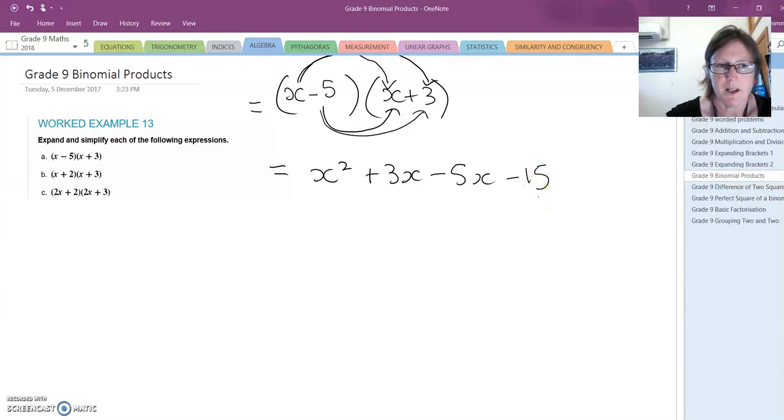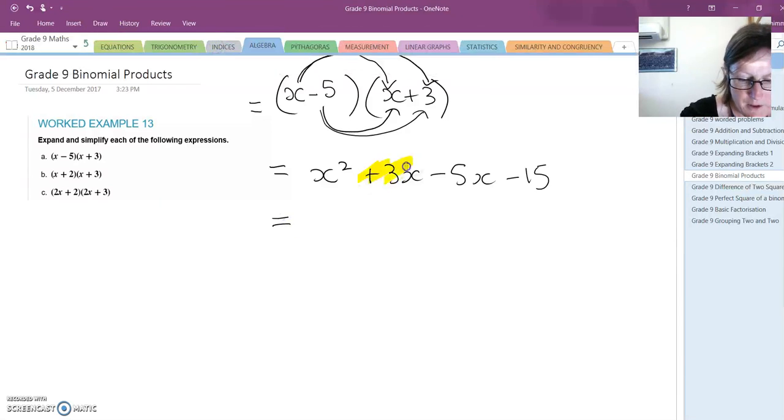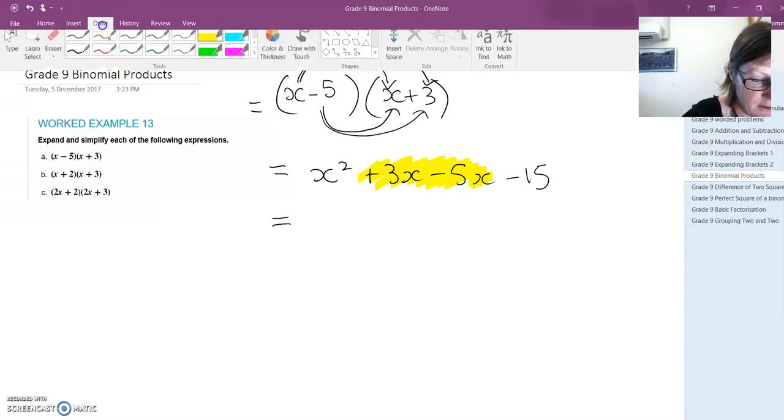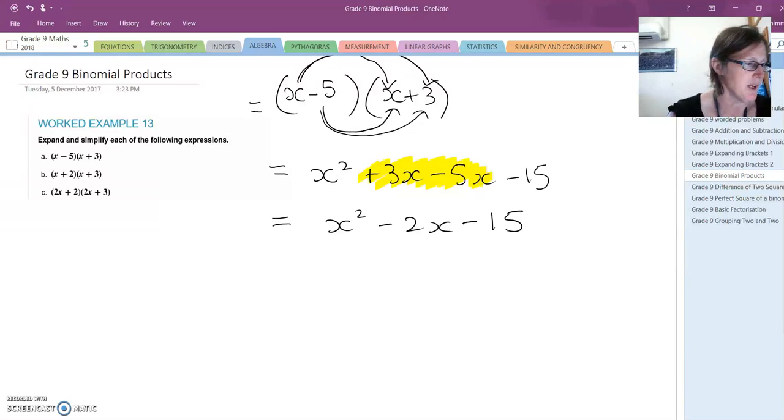So I multiply out my brackets. I then look and see if there are any like terms that I could combine. And yep, both of those contain an x. So I then combine my like terms. So I've got x squared, subtract 2x, subtract 15. So multiply out my brackets and then collect like terms.